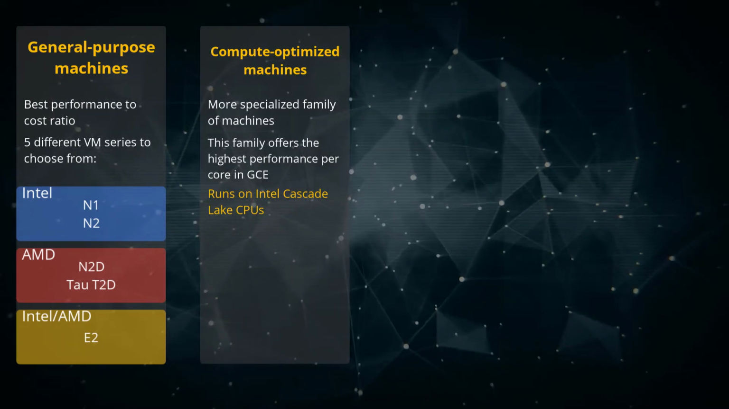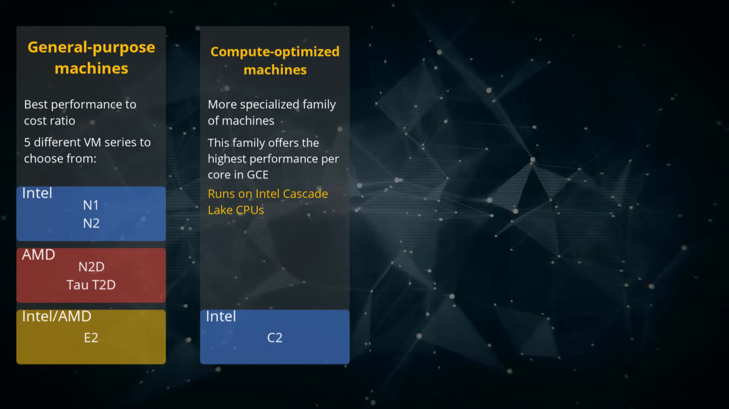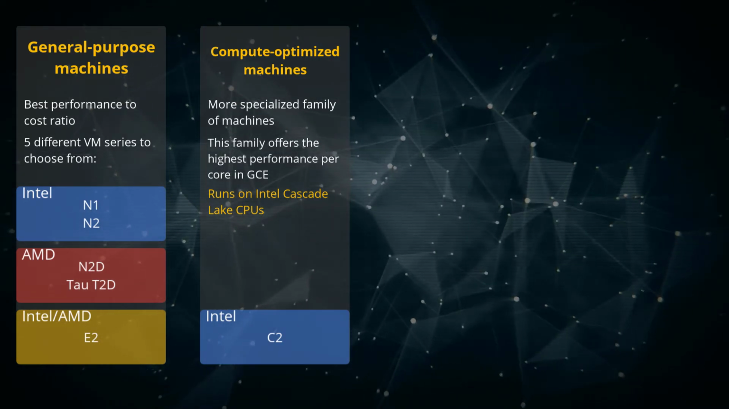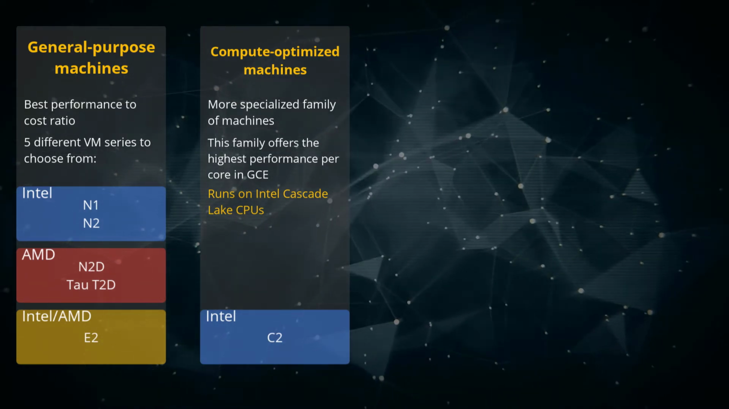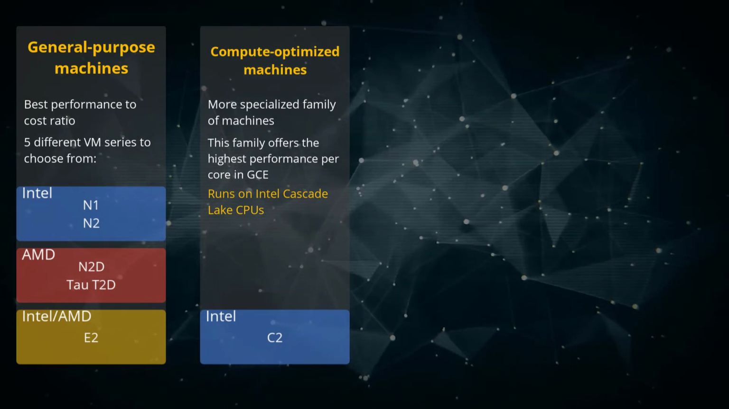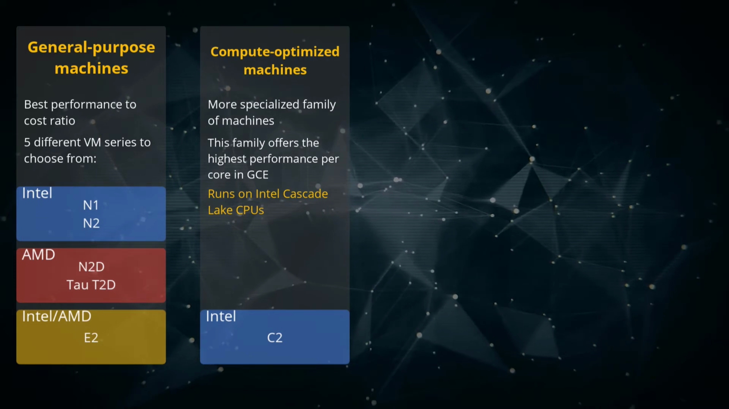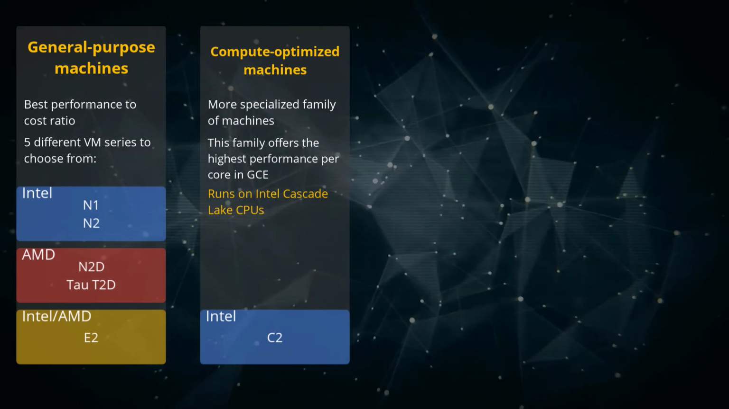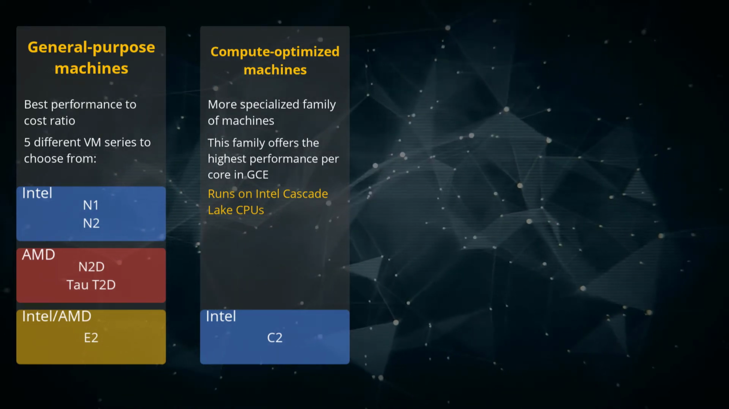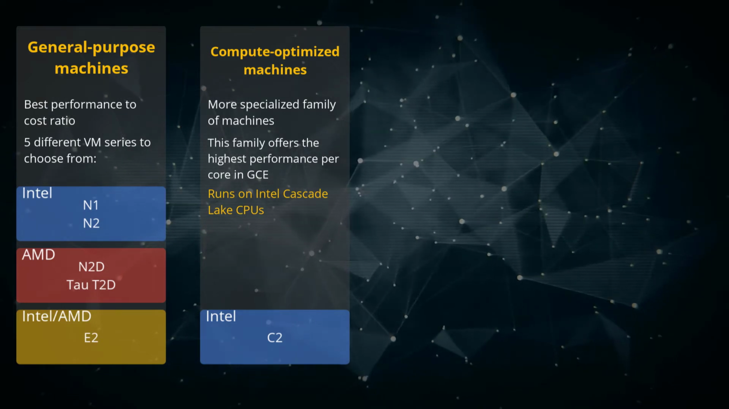There is only one series of VMs in this family for now, which is called C2. You will start with 4 vCPUs and 16GB of memory, and go up to 60 vCPUs and 240GB of memory. That's basically 4GB per one vCPU.